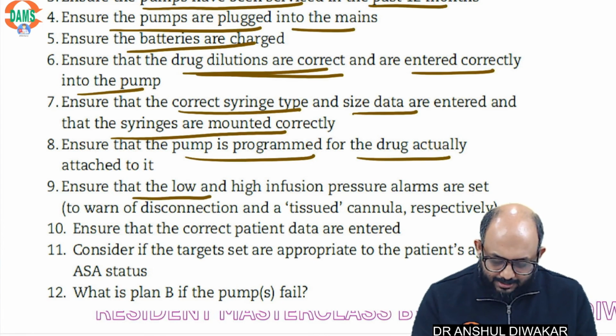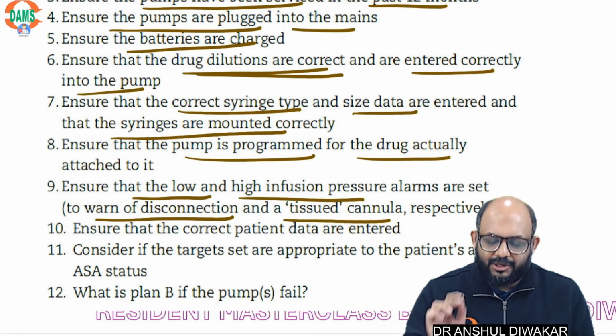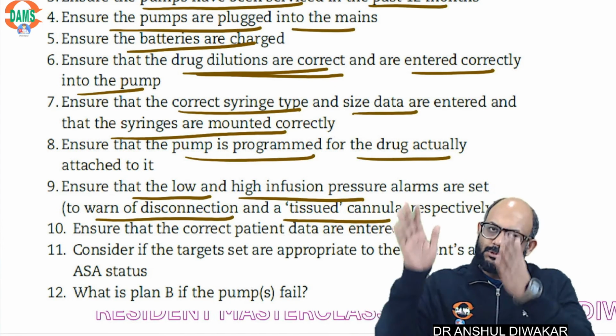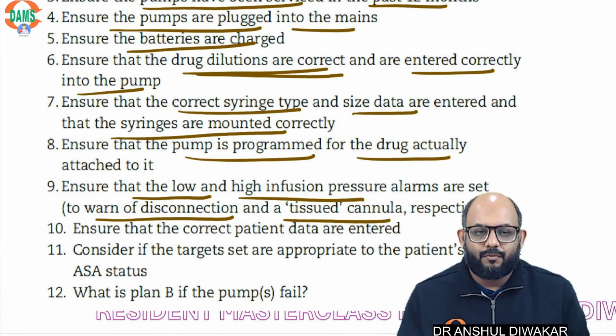Ensure that the low and high infusion pressure alarms are set to warn of disconnection and tissued cannula. Both possibilities exist. If the line comes out, suddenly there will be a very low pressure. If the IV is out, suddenly there will be a very high pressure.